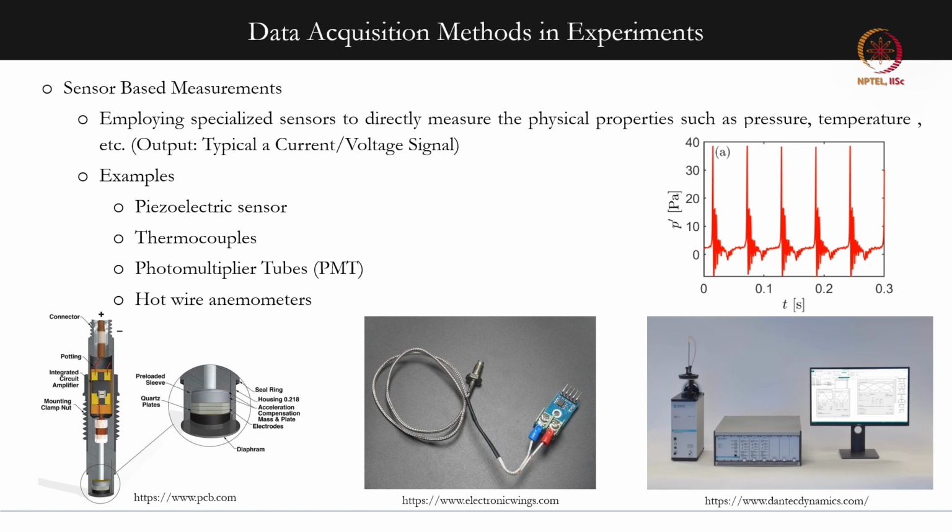So this is the other class of data that we have, which are basically data from sensors. These are basically time series signals. Here we have sensors that are sensitive to specific parameters in the flow field.